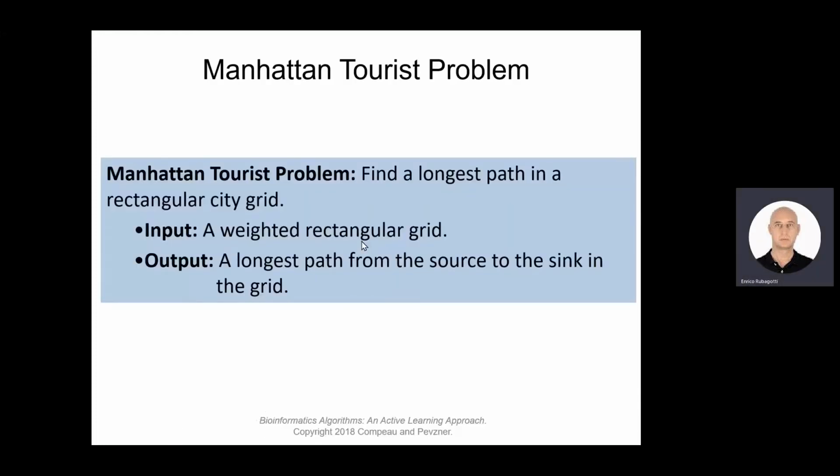Now, what is the Manhattan tourist problem? It is to find a longest path in a rectangular grid. And later, we will see similar problems even when the grid is not rectangular. So, as usual, we speak about input and output. The input is a weighted rectangular grid, and the output is the longest path from the source to the sink in the grid.